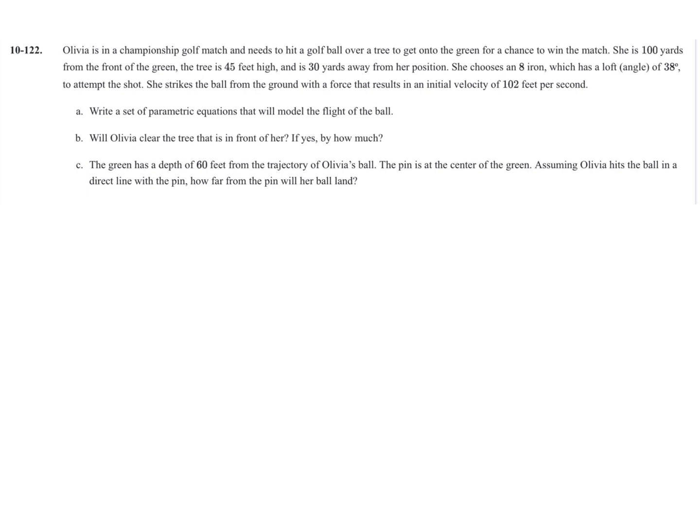So the first thing I would do is draw a picture. Olivia's going to hit a ball here, and from here she has an initial velocity of what? 102 feet per second. The angle she's going to hit is a 38-degree wedge here. And let's talk about where this tree is. There's a tree that's 45 feet tall, 30 yards away from her position, so 30 yards. Now, since I'm dealing with feet above, I'm going to change that to 90 feet.